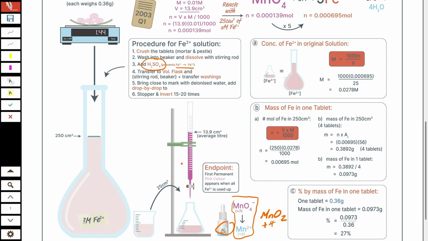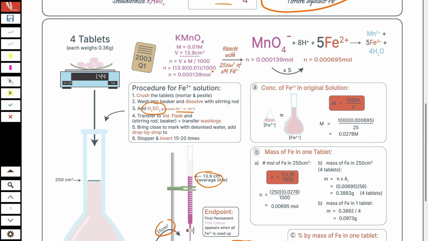Okay, so let's take a look at this question. So here we're told our average titer is 13.9. We have 25 centimeters cubed of our iron solution in the conical flask, and the other details are up here. So our KMnO4 is basically going to be 0.01 molar, and the titer is 13.9. So this gives us enough information to find the number of moles of KMnO4. So it's 0.000139 moles. Now, if we look at the equation, which again you'll be given in the exam, it's a 1:5 ratio. So we will have 5 times that number of moles of Fe2+ ions. Okay, so this gives us the number of moles of iron 2+ ions in the conical flask.